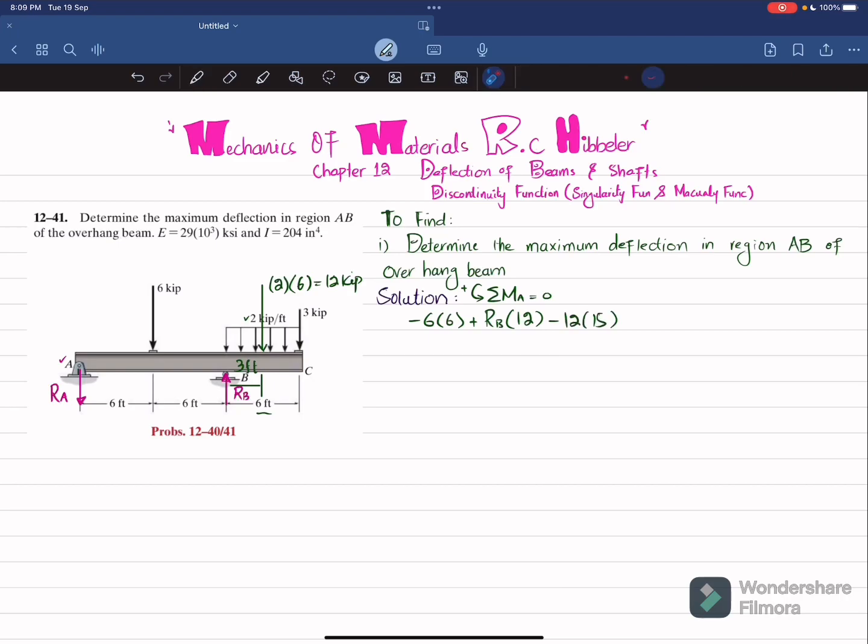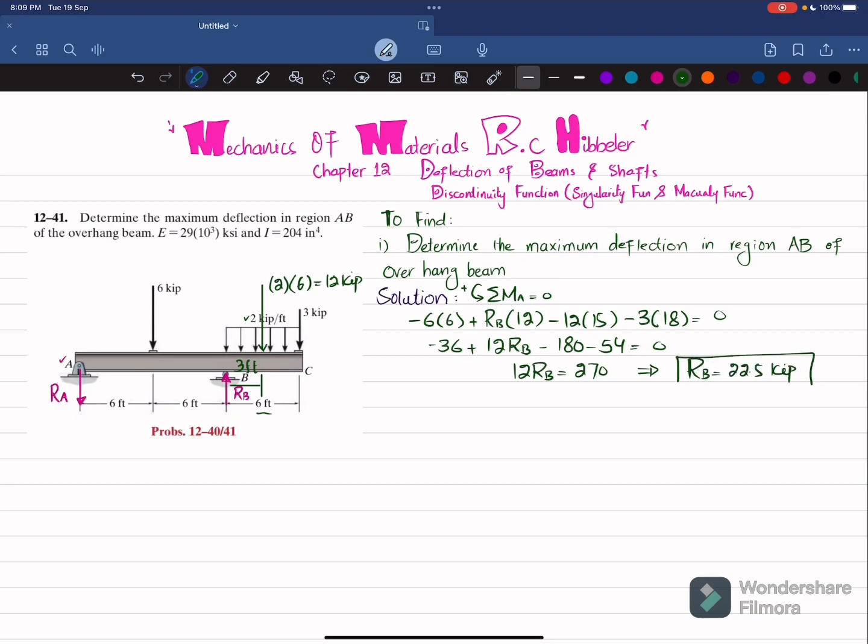The last moment is produced by this 3 kips force at a perpendicular distance of 18, producing clockwise, so it will also be negative. I will write minus 3 into 18 is equal to 0. So minus 36 plus 12 RB minus 180 minus 54 is equal to 0. So 12 RB is equal to 270, and from here RB will be 270 divided by 12, which is 22.5 kips. So this is your RB.